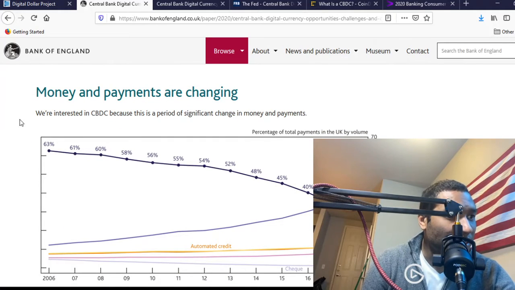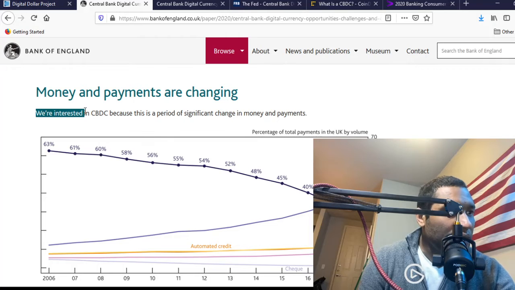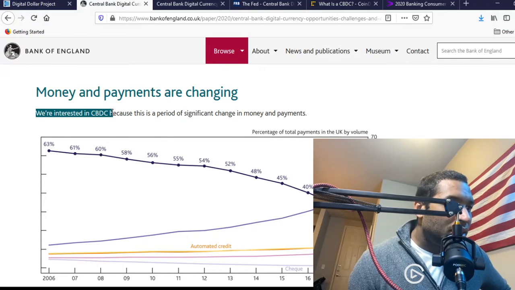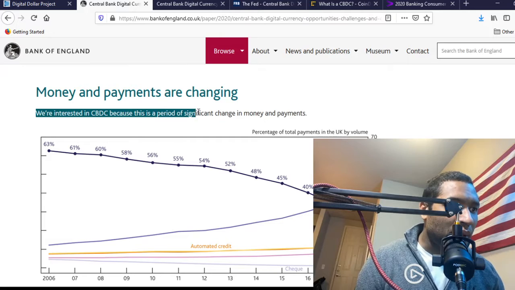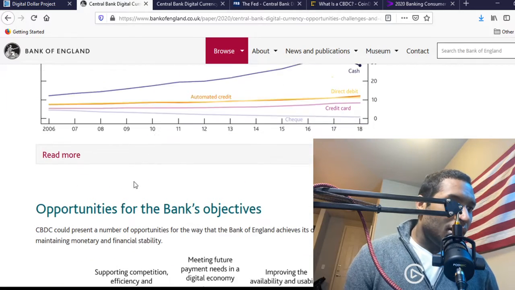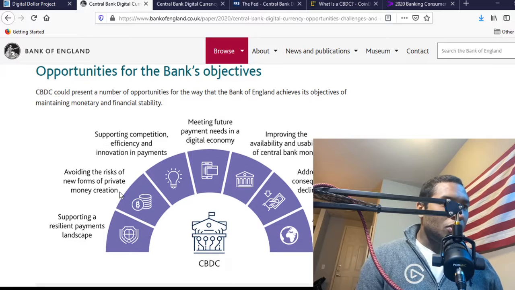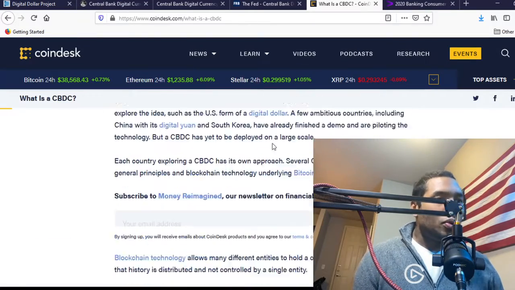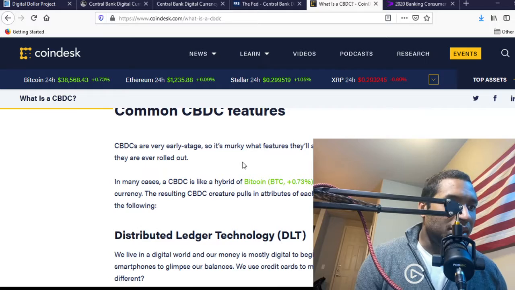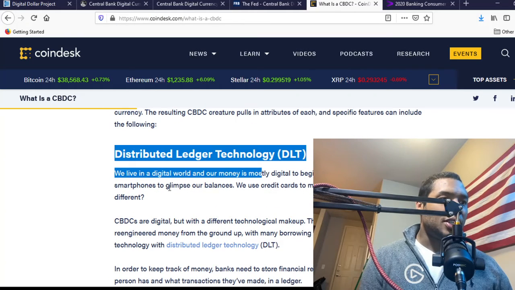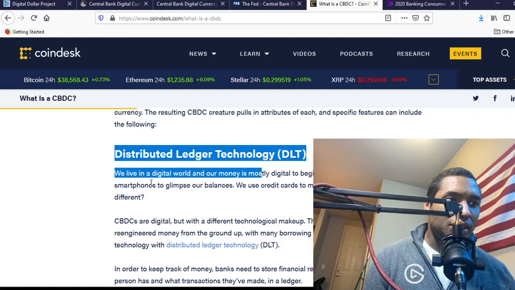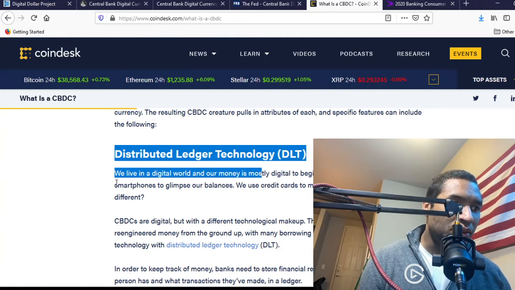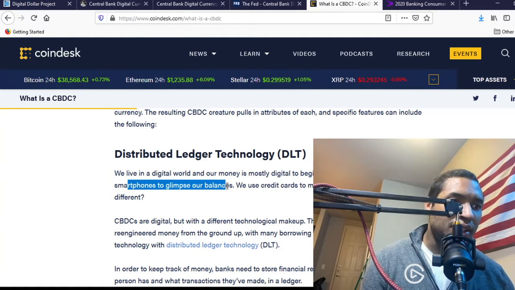Money and payments are changing. We're interested in a CBDC because this is a period of significant change in money and payments. So, this goes back into what a CBDC is. It's distributed ledger technology. We live in a digital world and our money is mostly digital to begin with. We use apps on our smartphones to glimpse our balances. We use credit cards to make payments. So how is a CBDC different?